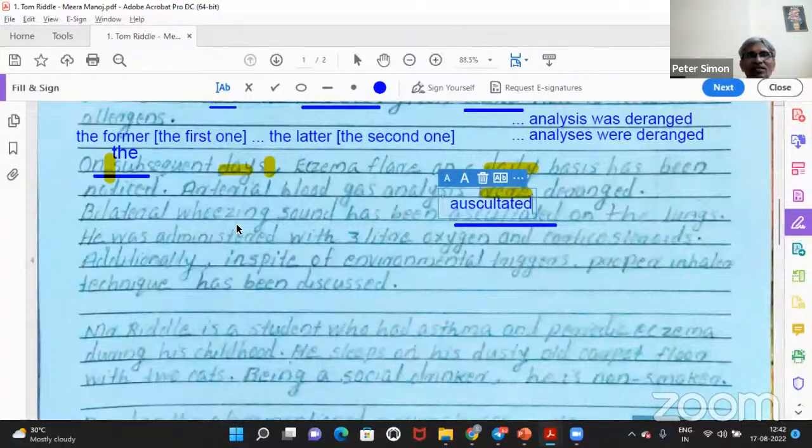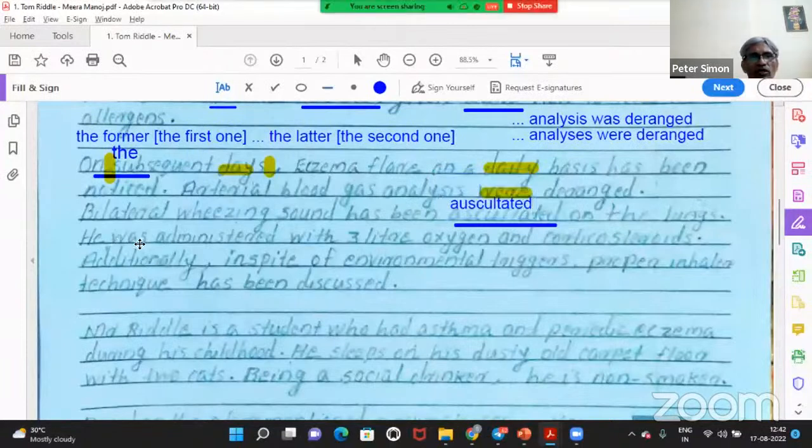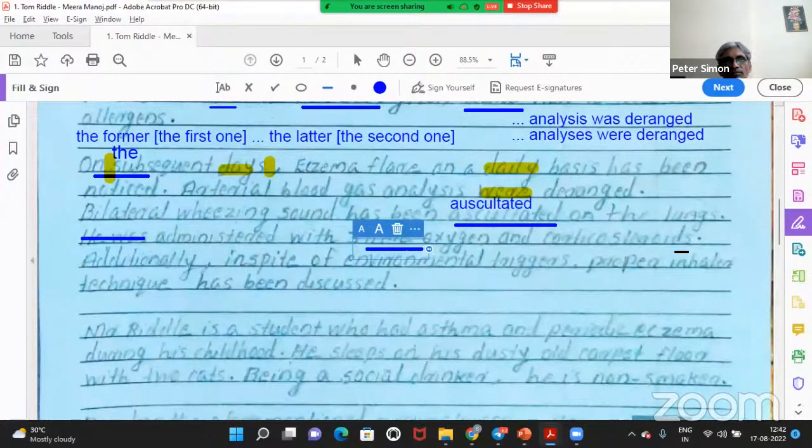He was administered. Why he? Personal pronouns again. Why he? He was not needed, no? So he was removed. It's correct only. Because you told me to improve the quality, I'm improving. 3 liter oxygen or 3 liters oxygen. 3 liter or 3 liters. Okay, 3 liters of oxygen and corticosteroids were administered.